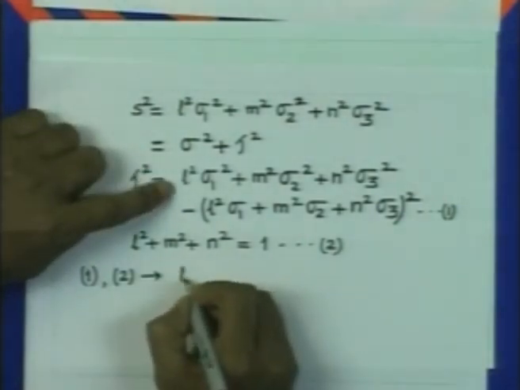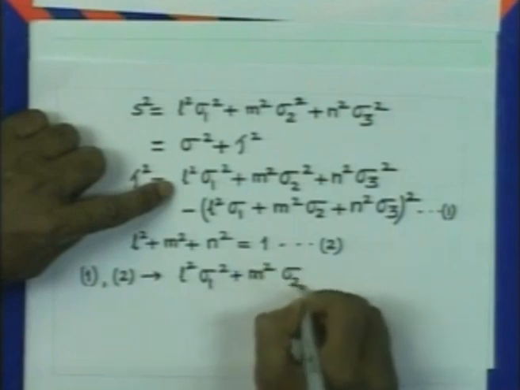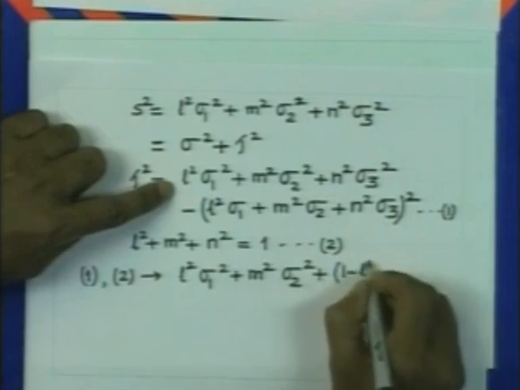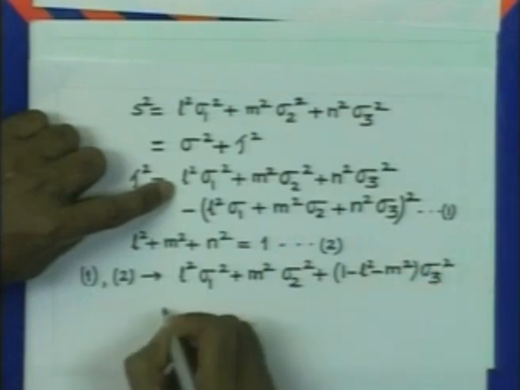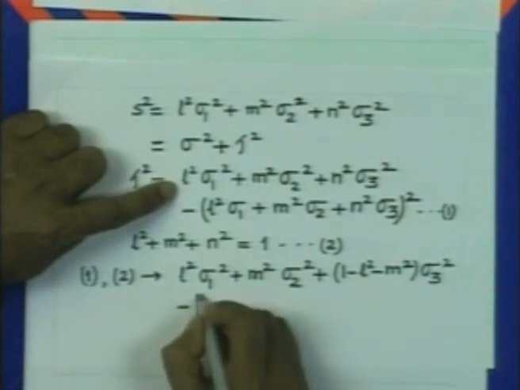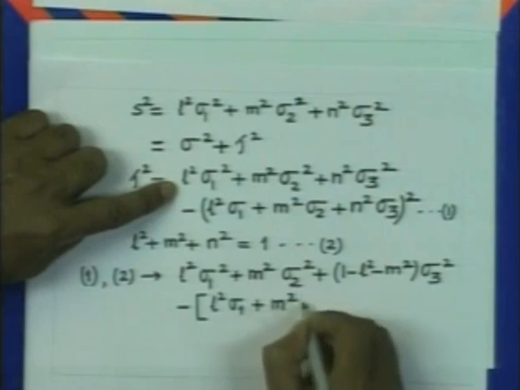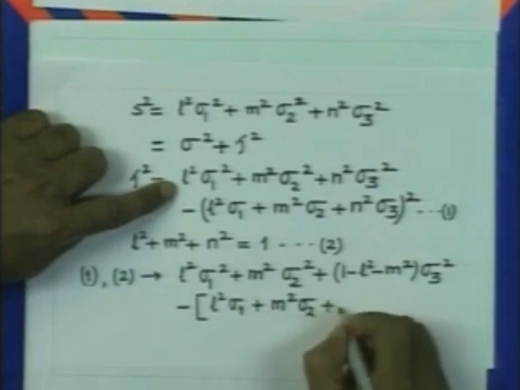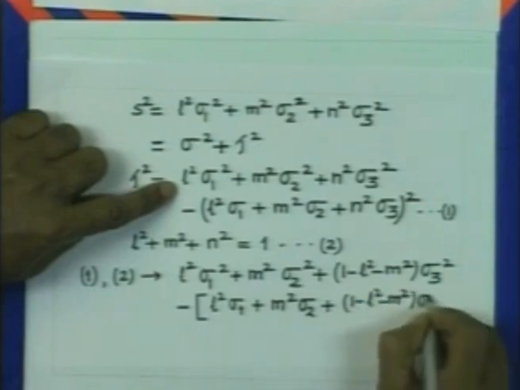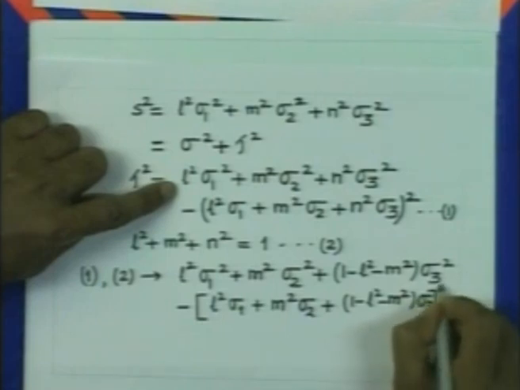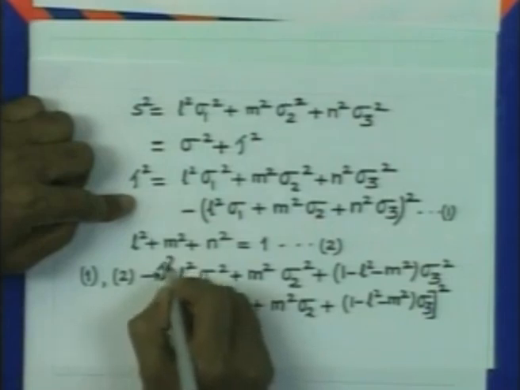we would like to have this: l square sigma 1 square plus m square sigma 2 square plus (1 minus l square minus m square) into sigma 3 square, minus (l square sigma 1 plus m square sigma 2 plus (1 minus l square minus m square) into sigma 3) whole square. So, this is nothing but tau square.